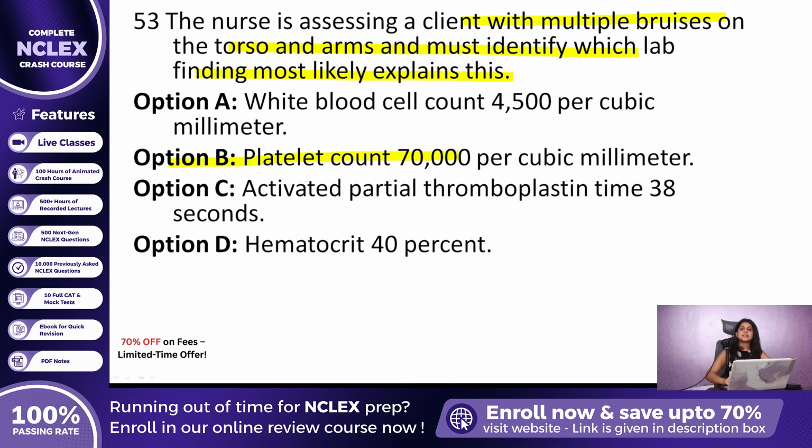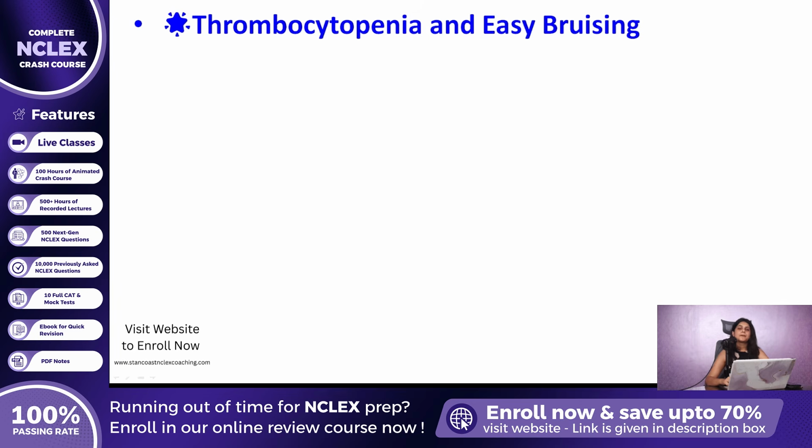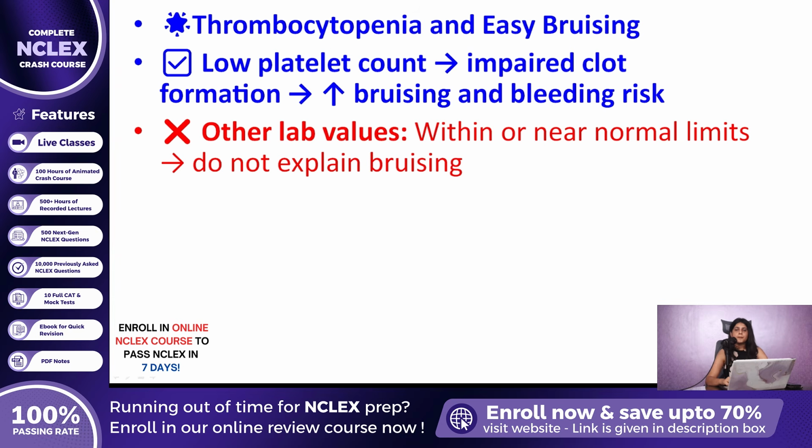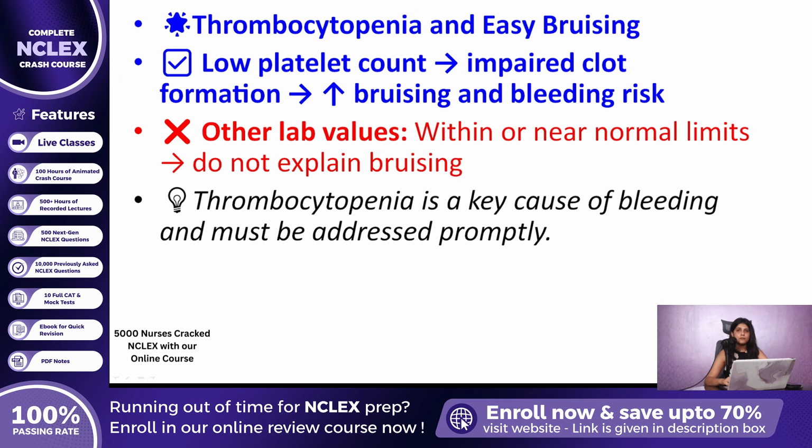The rationale is that thrombocytopenia, reflected by a low platelet count, predisposes the client to bruising and bleeding. The other values are within or near normal limits and do not explain easy bruising. The key point is that low platelet levels impair clot formation and increase bleeding risk.